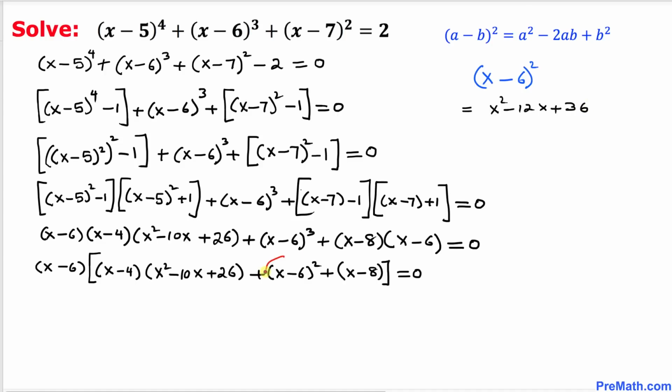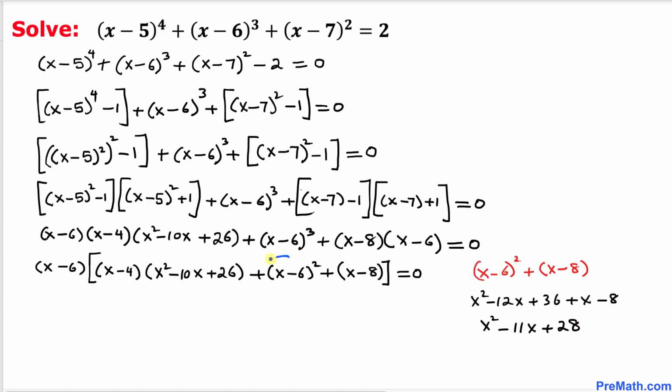And now let's focus on this whole thing, this part. And here I have copied it down, as you can see. And now we can see that this x minus 6 squared is this much, so I'm going to replace that one with x squared minus 12x plus 36. And let's put this down as well, plus x minus 8. So this could be simplified to x squared minus 11x plus 28. So thus we can replace this whole thing by this simplified form.